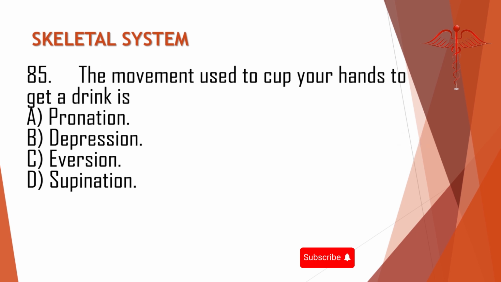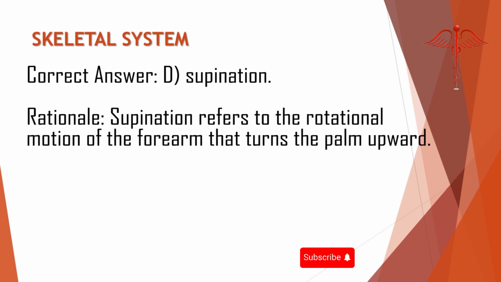85. The movement used to cup your hands to get a drink is A. Pronation. B. Depression. C. Eversion. D. Supination. Correct answer, D. Supination. Rationale: supination refers to the rotational motion of the forearm that turns the palm upward.